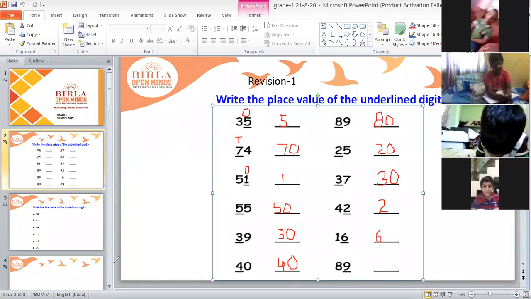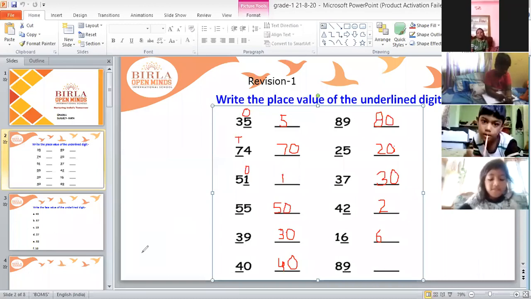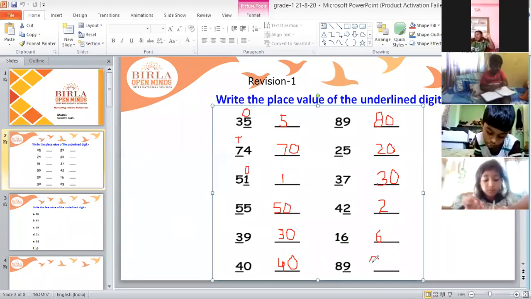Okay, Siddharth, you tell me next. The number is 89. Tell me which number is underlined here? 9. So what is the place value of 9 here? The answer is 9. Okay, so we will write 9 here. Very good.